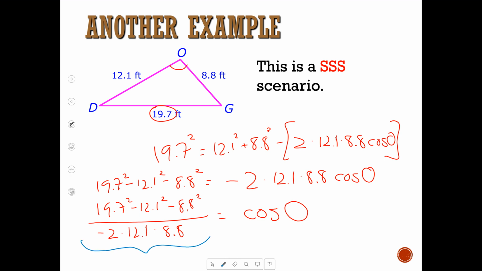This is not practical, but I wanted to show you how you do it so you don't make algebra mistakes. The last thing I would do is take an inverse cosine of that value on the calculator to get an answer. Any of you crazy kids have an answer for me? Martha, you have a question or an answer?